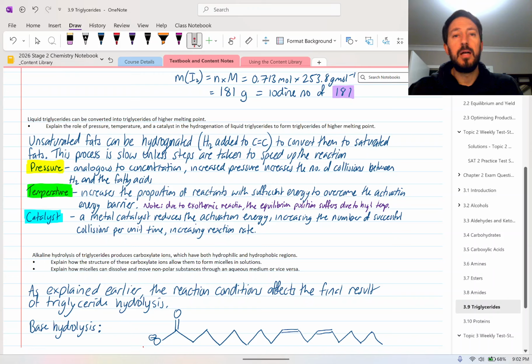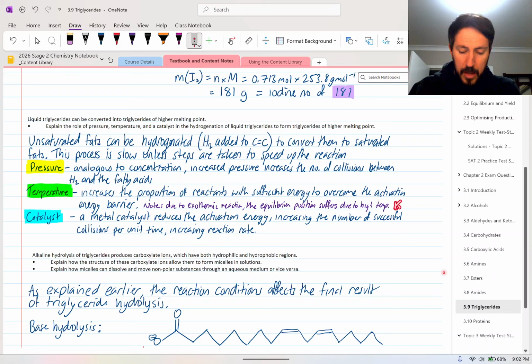Now, temperature. Temperature, same as usual. If you increase the temperature, you increase the amount of energy that the reactant particles have, which increases the proportion of successful collisions that occur. Now, we're not talking about equilibriums here, we're just talking about reaction rate. So temperature, increase it, reactions happen faster, and that's what we want, because the reaction was very slow to begin with.